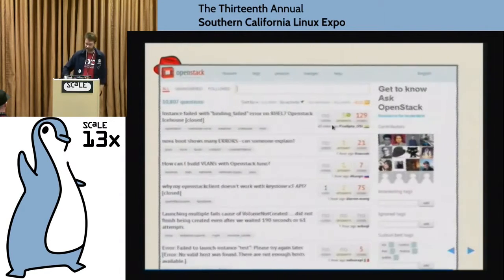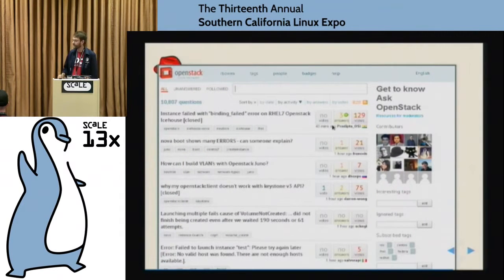So ask.openstack.org is the place to go when you have difficulty with OpenStack.